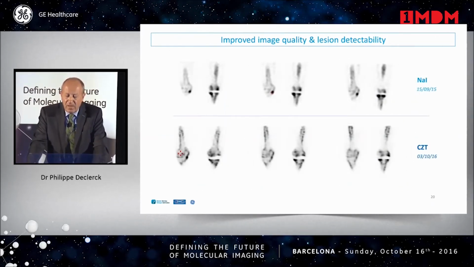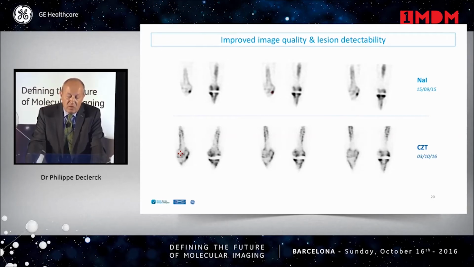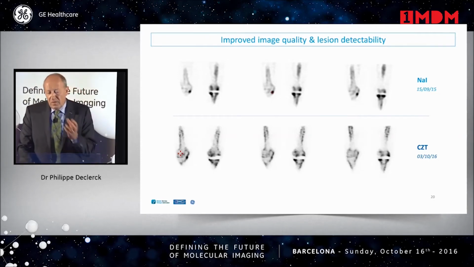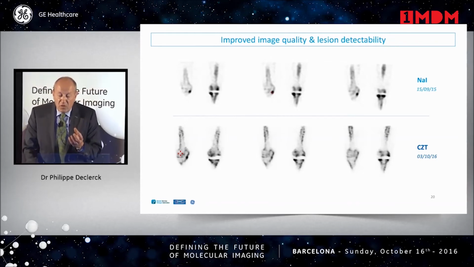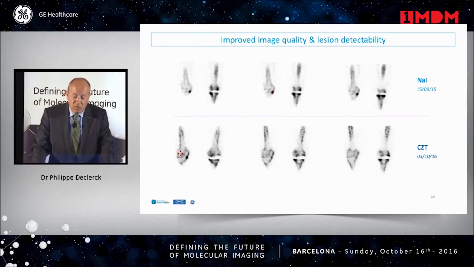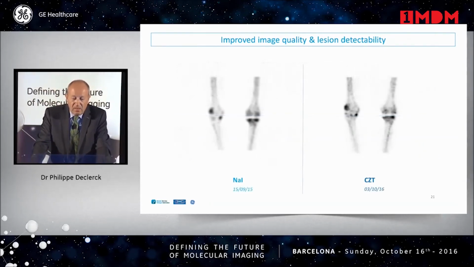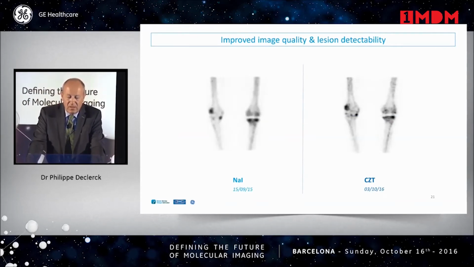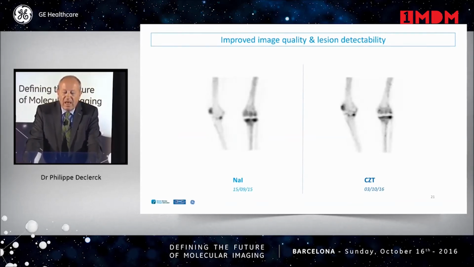SPECT of the knees, same patient, done on photomultiplier and then afterwards done on the CZT on different days. And what you see is a sharper image and a sharper delineation of the lesions. You can better define the lesions. SPECT image. And you have more resolution.